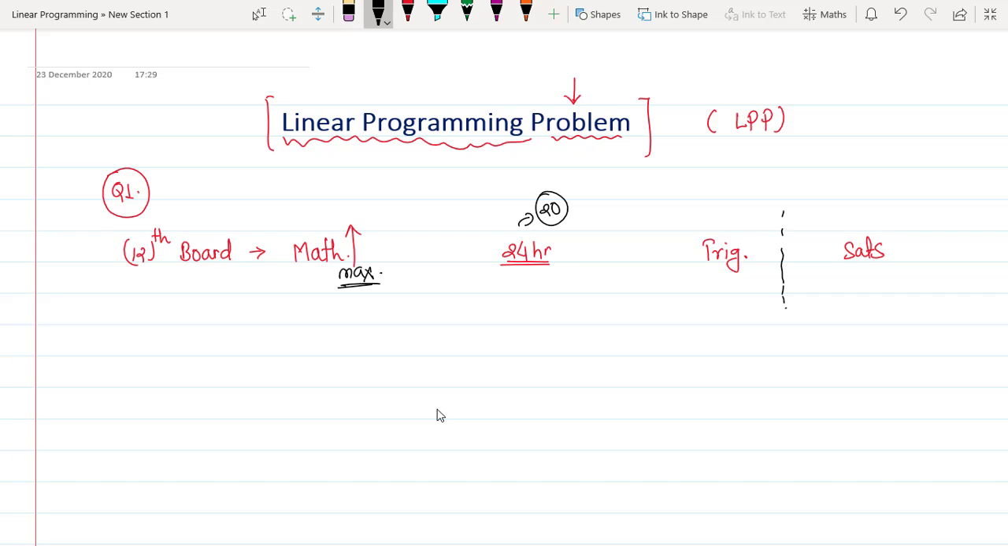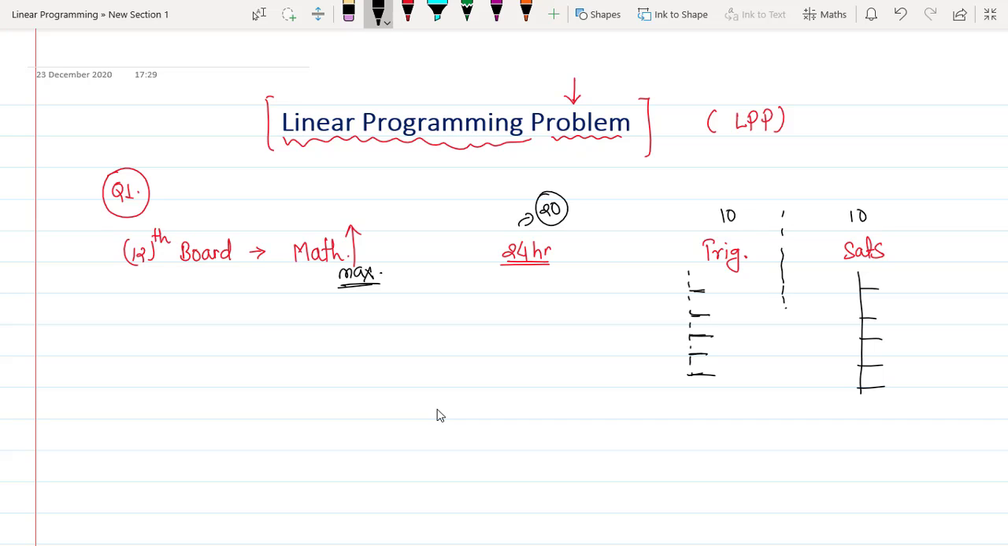So we will divide these 20 hours into 10 hours and 10 hours: 10 hours for trigonometry and 10 hours for statistics. We generally do it like this. And you know that there are so many topics in trigonometry, and in stats also there are so many topics, and you know very well that to cover each and every topic it takes at least 10 days. To cover the full trigonometry it takes at least 10 days, and the same for stats.